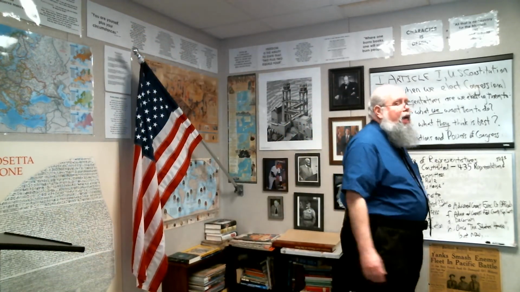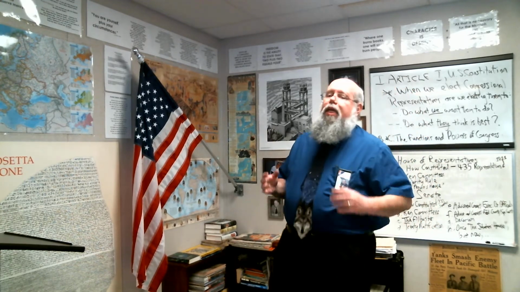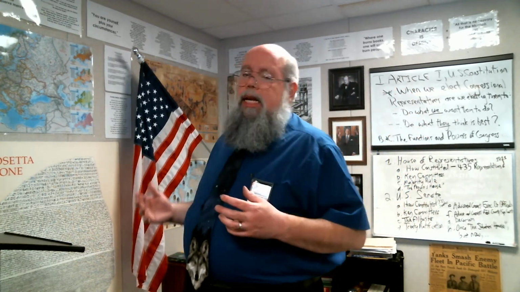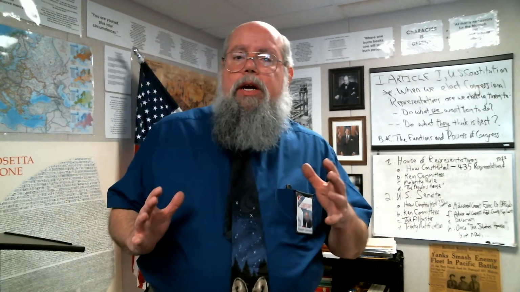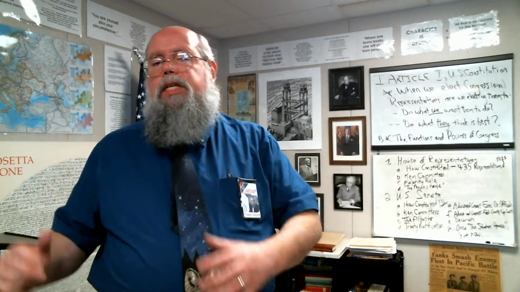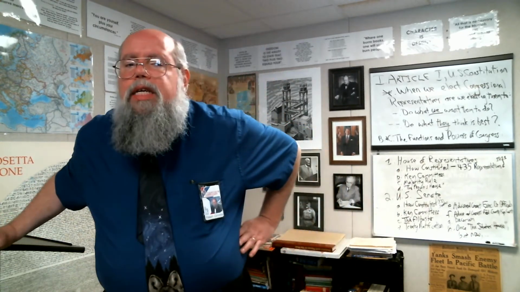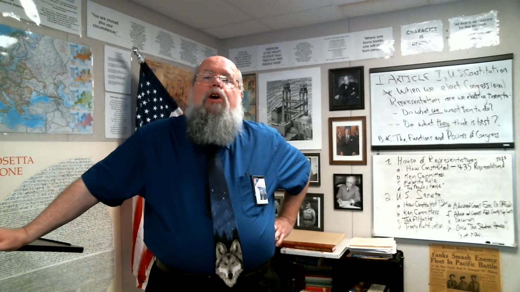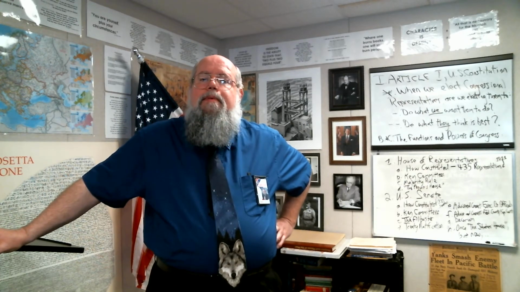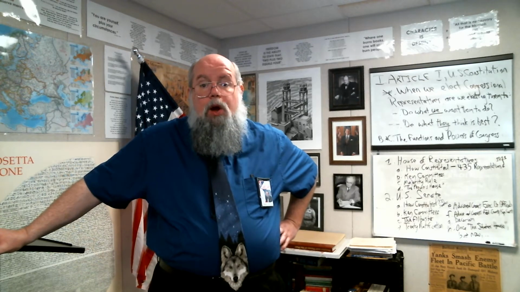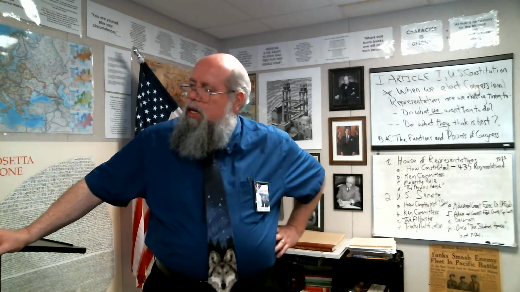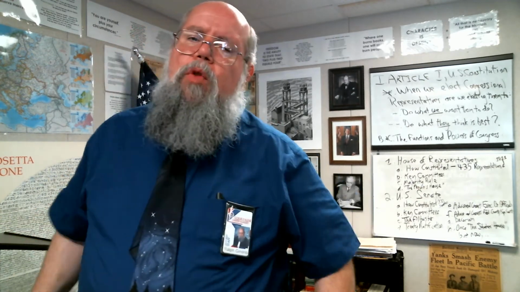Key committees in the House. There are committees in the House of Representatives and in the U.S. Senate that mirror the various bureaucracies of the federal government. For example, the House Ways and Means Committee. Ways and Means Committee, there's a weird name. What does it mean? The House Ways and Means Committee deals with raising taxes and spending money.